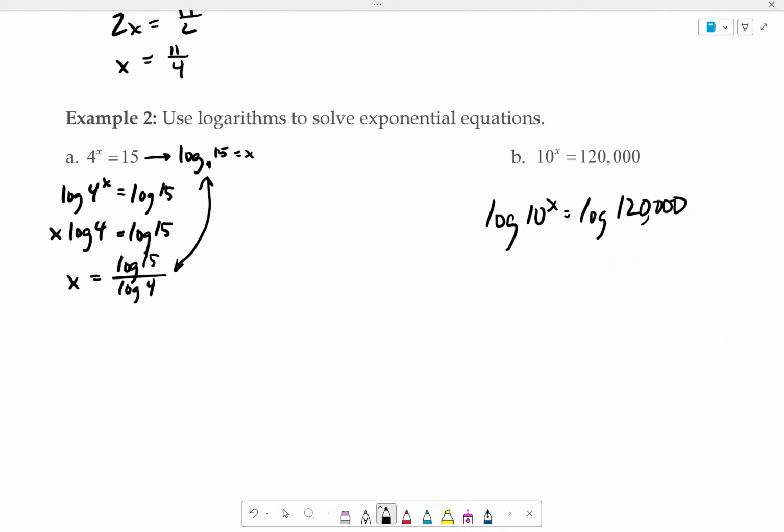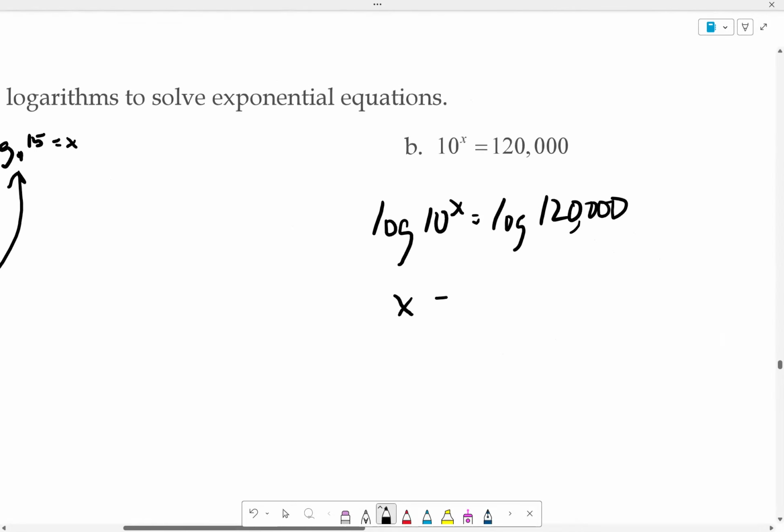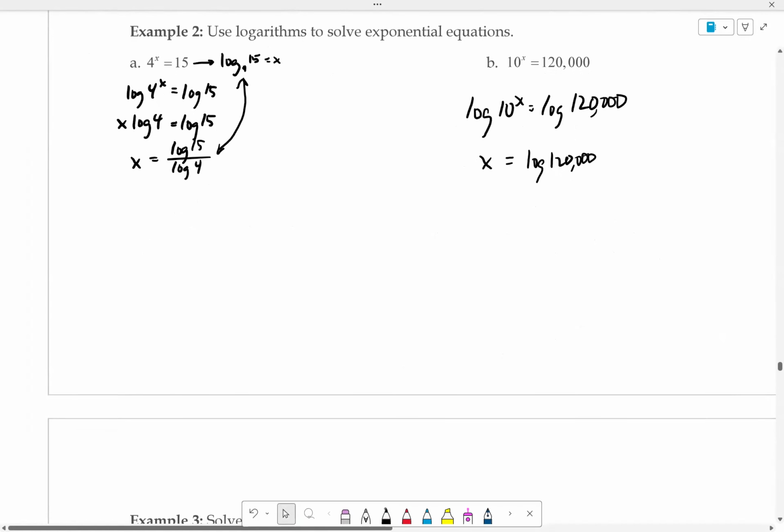Doesn't the base here match the base? So isn't the answer just x equals log of 120,000? Or we could bring that x down, then you know that the log of 10 hopefully is 1. Rowan. Right, that is log, so plus. Oh, we could, but I'm just gonna leave it like this.